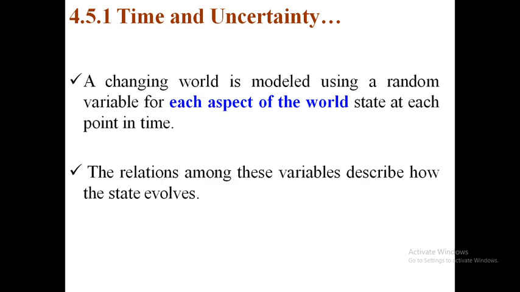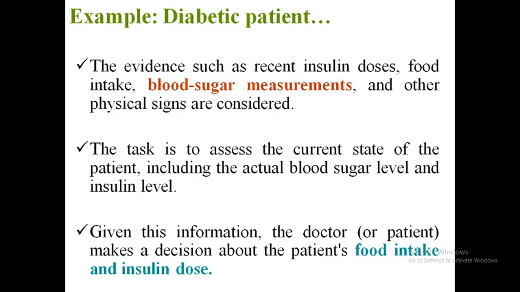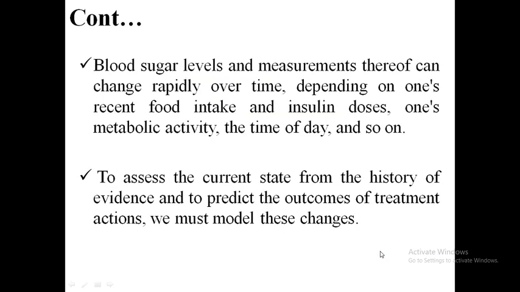So what they say is, it is based upon the sugar time only. For any sugar or diabetic patient, if you want to give any insulin level or food, we have to predict what will happen in the future, based on what you have eaten in the past. Based upon the food intake that has been done, we have to give insulin based upon it only. See, if you see this, the evidence such as the recent insulin doses, food intake, and the blood sugar measurements and other physical signs are considered, to assess the current state of the patient, including the actual blood sugar level and the insulin level. Based upon this, the food intake and insulin dose can be decided.